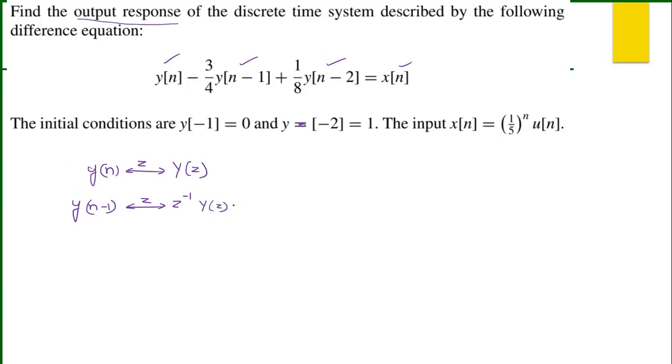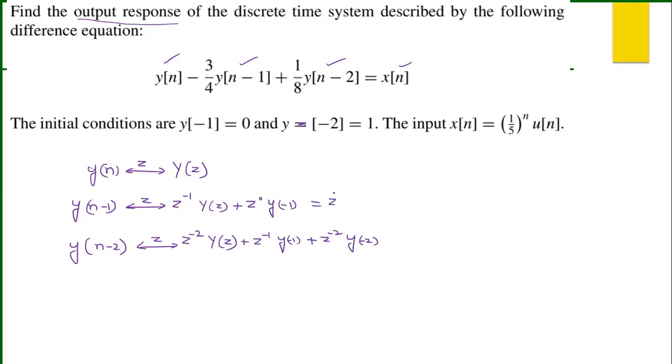Here minus 1 is there, means plus. One more term only you need to write. What is the one more term? Z power 0 into y of minus 1. Now y of n minus 2, what is the z transform? Z power minus 2 into y of z. Two more terms you need to write. What are the two more terms? Z power minus 1 into y of minus 1 plus z power minus 2 into y of minus 2.